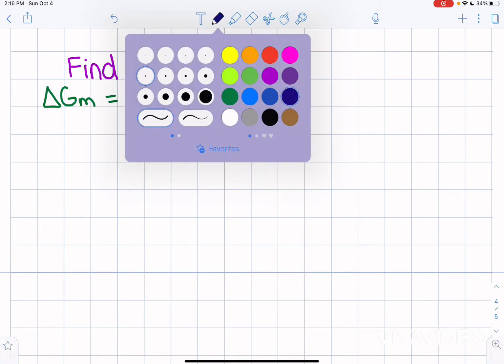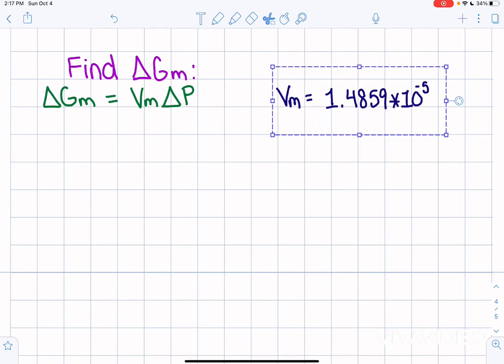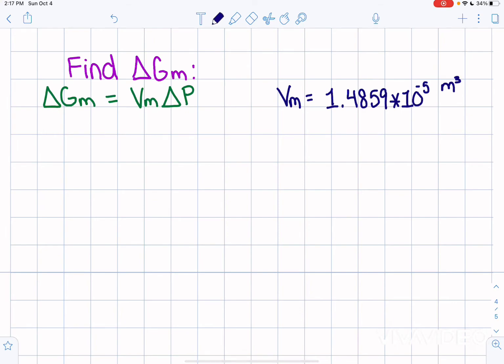Now, our molar volume, you may remember, was 1.4859 times 10 to the negative 5. I'm going to go ahead and scoot this over. I apologize. I didn't give myself enough room. I write so big. And this is in the units of meters cubed per mole.